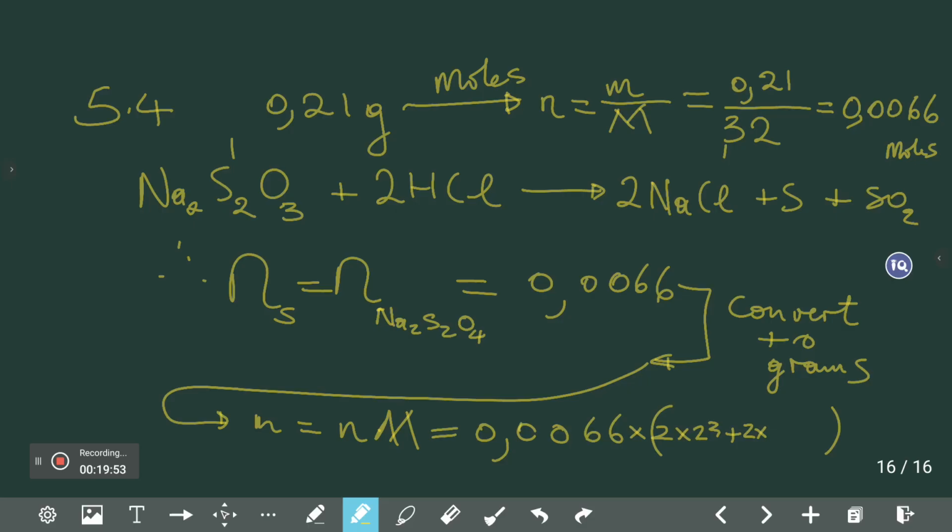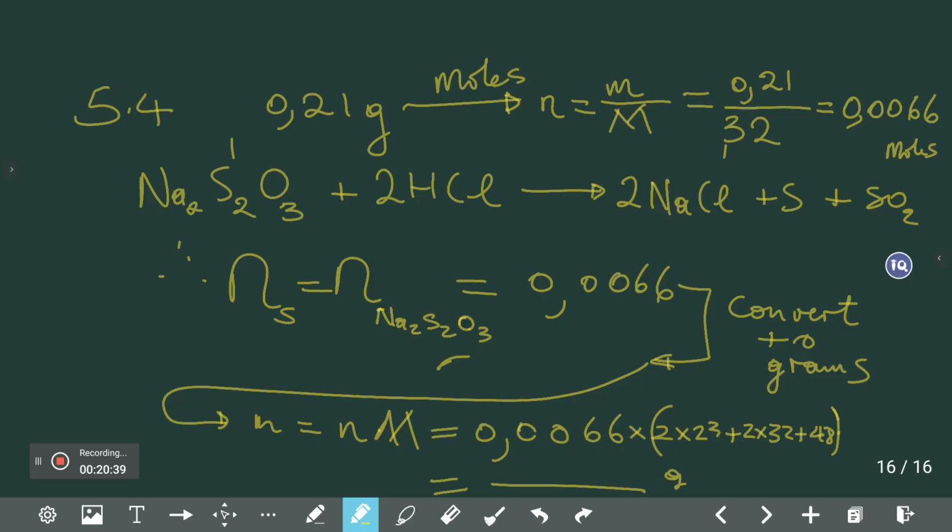No, oxygen is 16 times 3. Oh, 48, sorry. So this is 48, not 64. That gives 1,04 grams. Now we are going to convert that to grams per second.